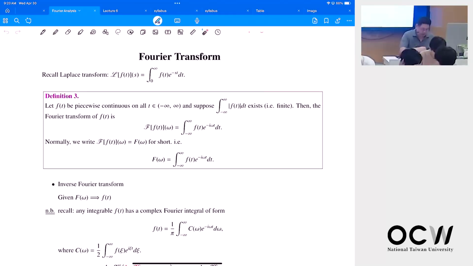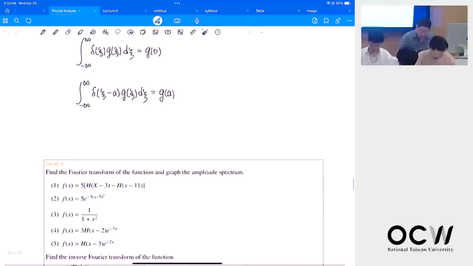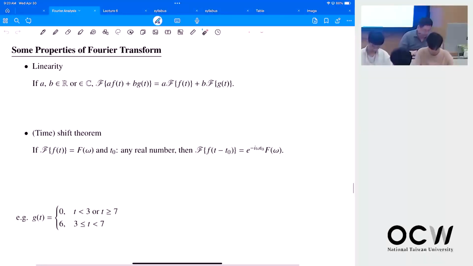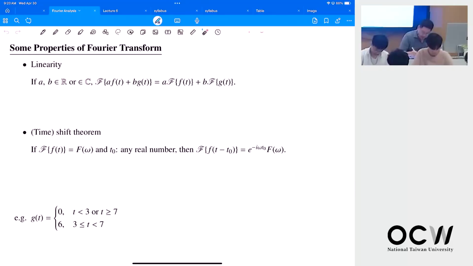Let's see, why do we need to learn the Fourier transform? First, we have some good properties for the Fourier transform. The first one is linearity. The two constants A and B are in the real line or in the complex field. So this C means complex.